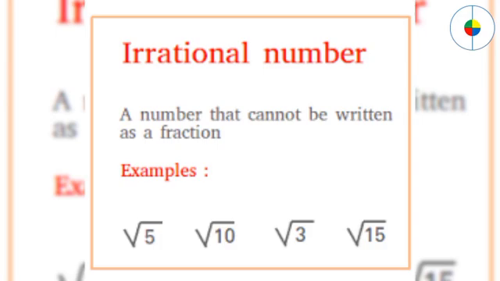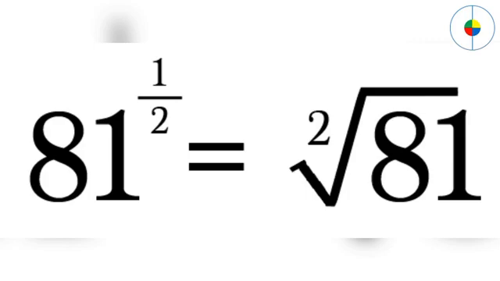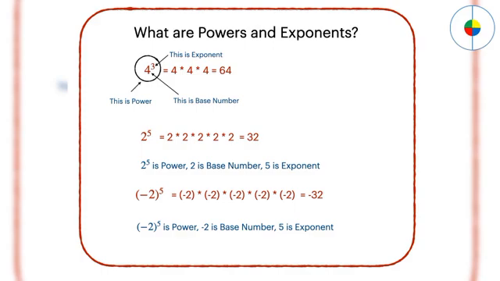On the other hand, irrational number is a number that cannot be converted to a fraction. What do irrational numbers look like? Before that, you need to know two new concepts, powers and roots. Power represents repeated multiplication of the same number. An exponent is the number of times the base number is multiplied by itself.